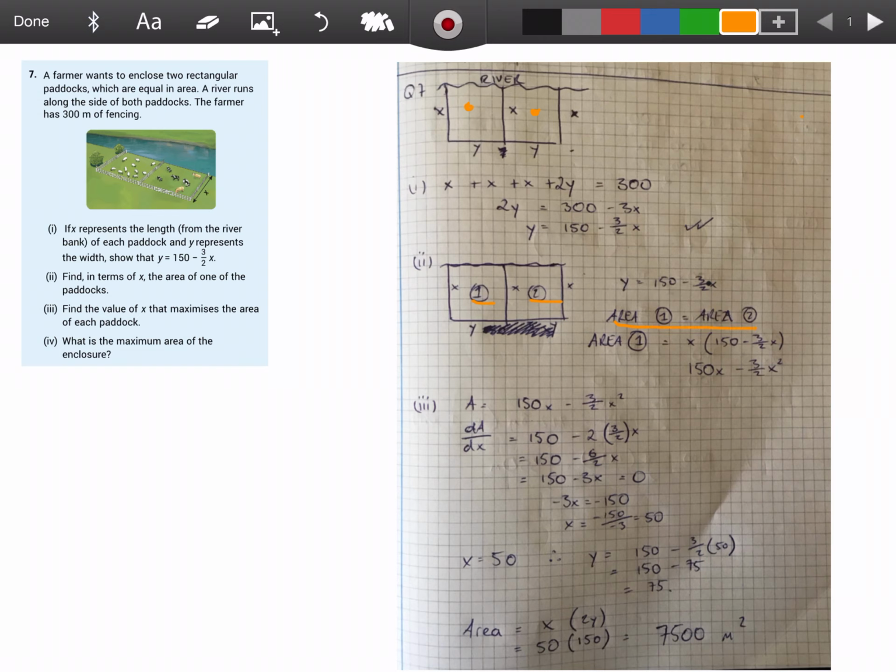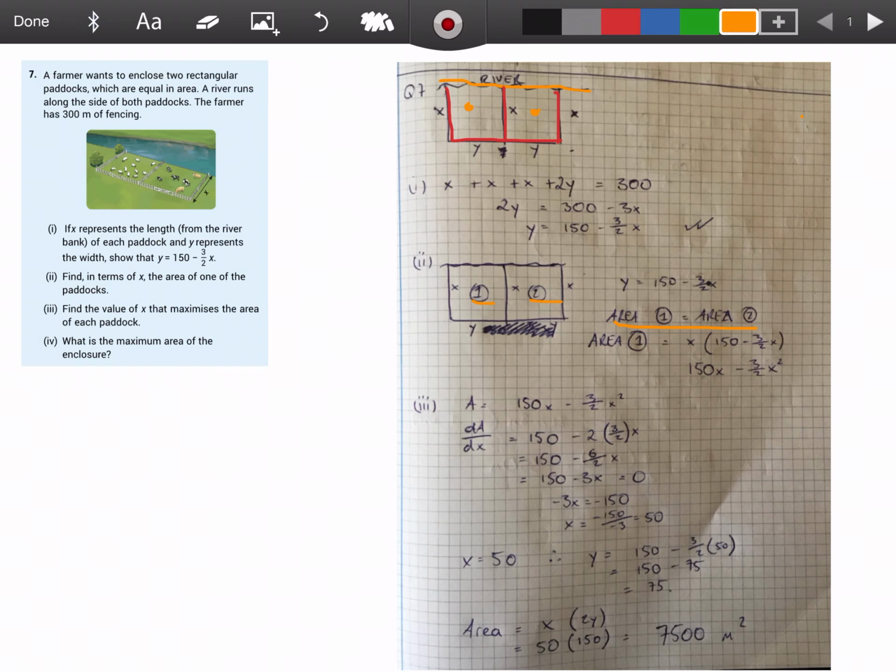A river runs alongside both paddocks. You can see that at the top there. And the farm has 300 meters of fencing. So I know that the bits that I'm marking in red now, this plus this plus this plus this, all of those together have to add up to equal 300, okay?